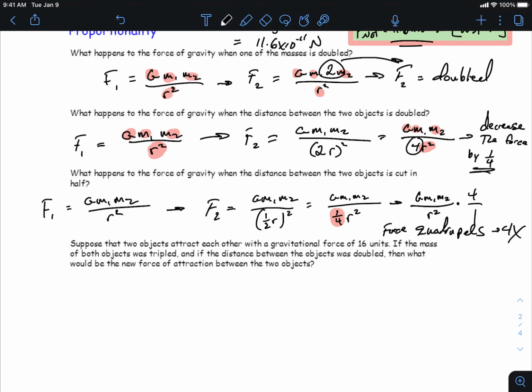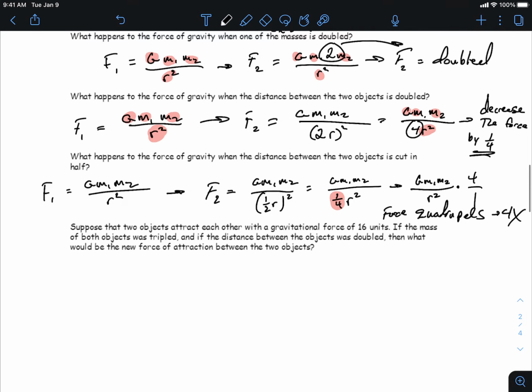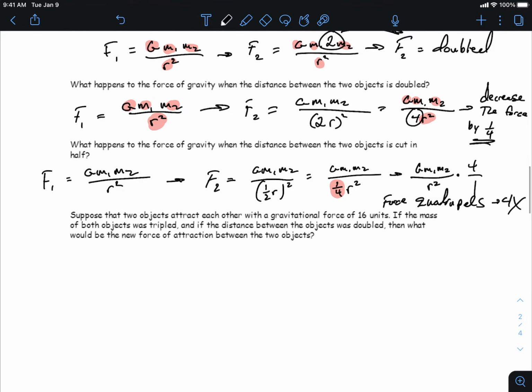Okay. Now let's suppose the two objects attract each other with a gravitational force of 16 units. If the mass of both objects was tripled and the distance between the two objects was doubled, what would be the new force of attraction between the two objects?